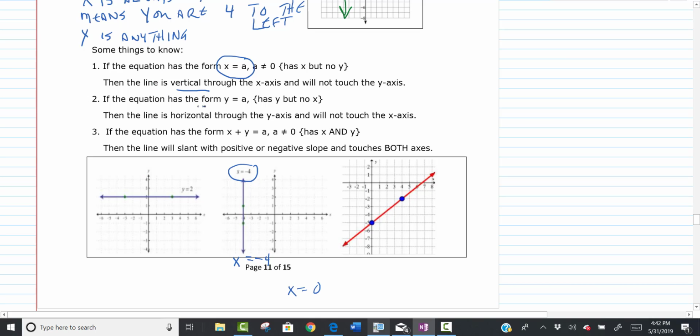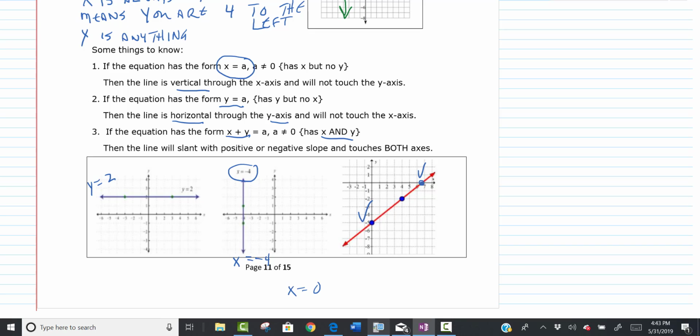And the second thing is if you have y equals a number. If you have a y but you don't have an x, then it's horizontal and it goes through the y-axis. Here's an example, y equals 2. Notice that it only touches and goes through the y-axis. It never touches the x-axis. Now, if your equation has both an x and a y, then it'll touch both axes. This is an example of a line that touches x and y, so its equation is going to have both an x and a y in it.